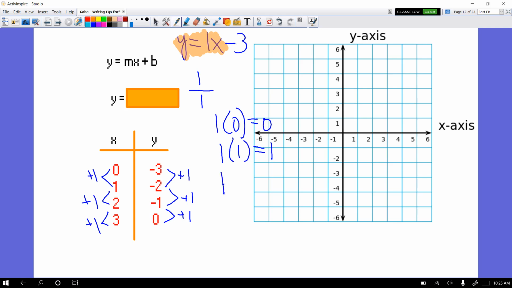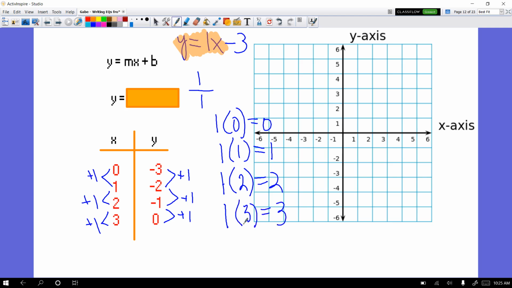Let's triple check. 1 times 2 is 2. So when I put my x value of 2 right here into my equation that I wrote, it said it should have given me a y value of 2, but it didn't. So how do I go from 2 to negative 1? Minus 3. Just to be thorough, 1 times 3 is 3.